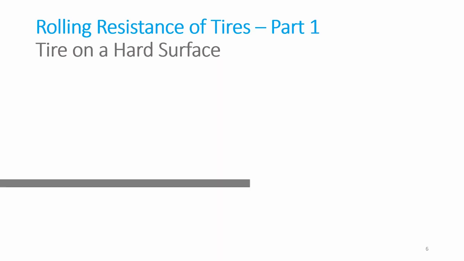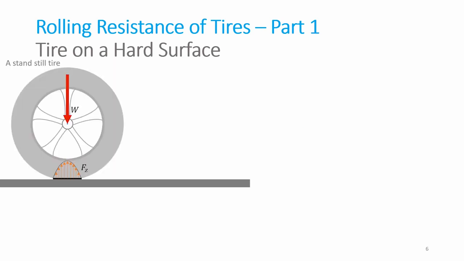Now we have come to the slide where we will discuss the behavior of a tire on a hard surface. In the picture you can see that a tire is loaded by a weight W at the center and is acted upon by stress at the tire road interface. All this stress sums up to form the force Fz. Now let me enlarge this stress plot here and put it below.